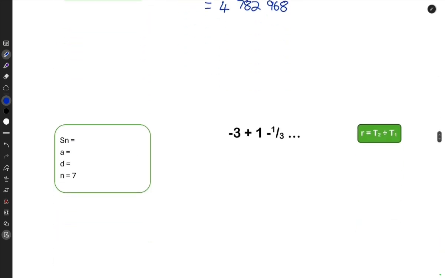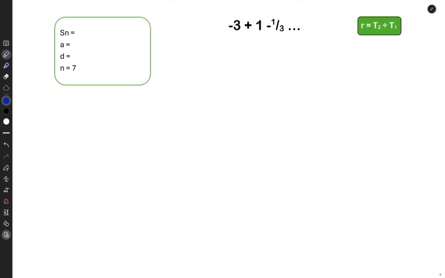Let's look at another one. In this case, it's going to be a very small fraction answer. So they are asking me to add the first 7 terms of this sequence. Firstly, I don't know what Sn is, so I'm going to put a question mark there. I know that A is going to be negative 3, but R is going to be term 2 divided by term 1. So once again, this does not have a D, it has an R. And R in this case is minus a third. I can now just add everything into the formula and let's see what we get.